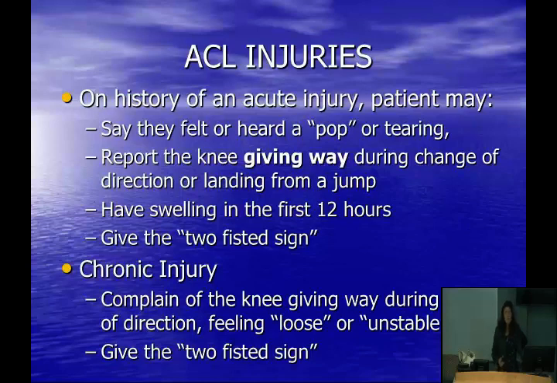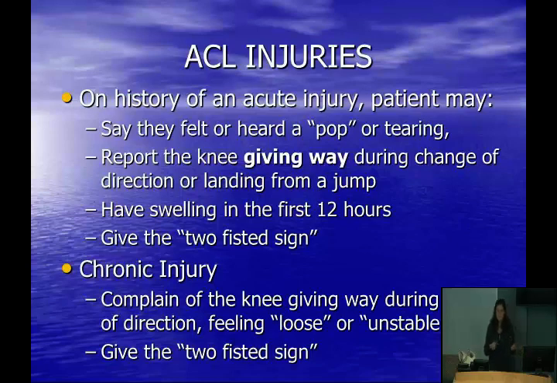They usually have swelling immediately, but sometimes it can happen within the first 12 hours. And they usually give what's called the two-fisted sign. So they take their two fists and they say, it just feels loose. It feels like the bones are shifting around. So that's a common thing when they go to describe it to the office.